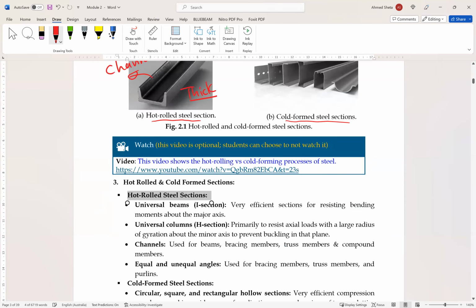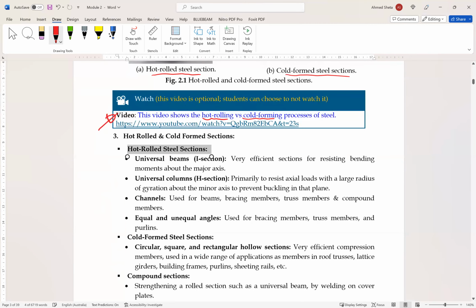structures or thin members. In this video, there is a comparison between the process of manufacturing of hot rolling and cold forming. And I think you have already seen a similar video in the first week module. In point 3, this is a comparison between cold formed and hot rolled steel.